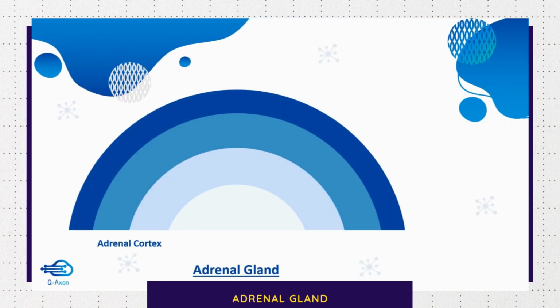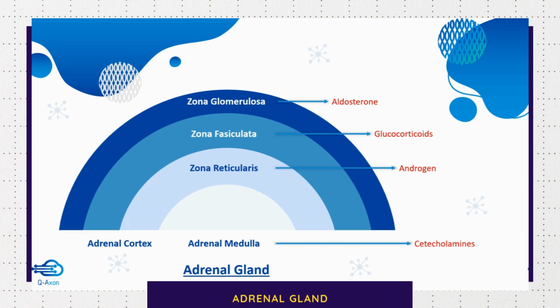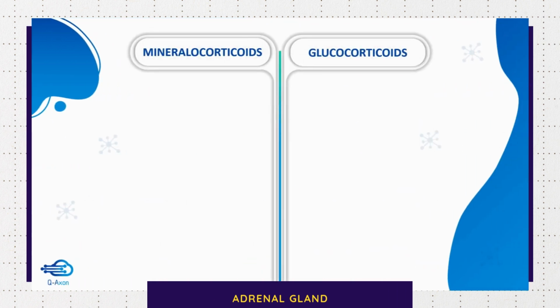For a quick recap, let me repeat the different layers of adrenal cortex and the hormones secreted by it. We have zona glomerulosa secreting aldosterone, zona fasciculata that secretes glucocorticoids, zona reticularis that secretes androgen. The adrenal medulla secretes catecholamines. So the hormones secreted by the adrenal cortex can be broadly divided into mineralocorticoids and glucocorticoids.